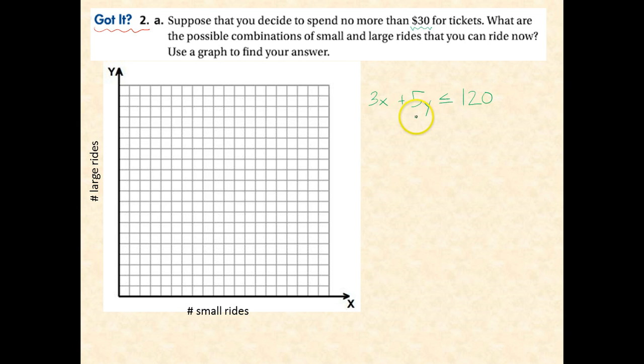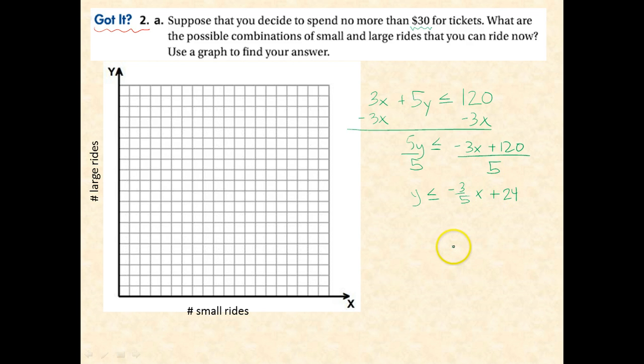120 tickets. So now if I get the y by itself, subtract 3x, 5y is less than or equal to negative 3x plus 120. Divide both sides by 5, and you get y is less than or equal to negative 3/5 x plus 24. And if we go the intercepts way, the x-intercept means you put a 0 in for y. So we get 3x equals 120. Divide both sides by 3, and x equals 40.